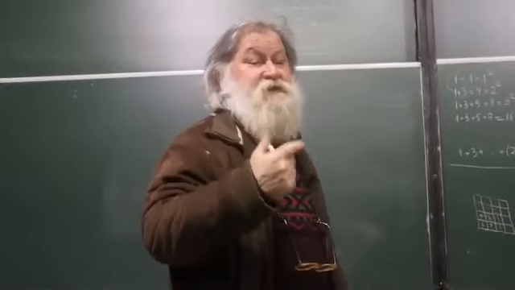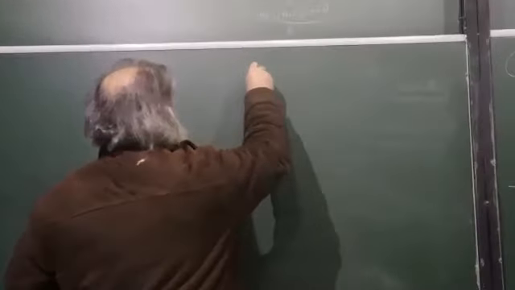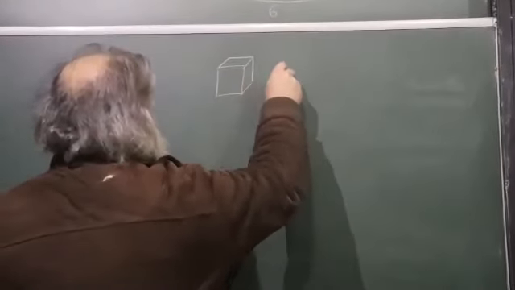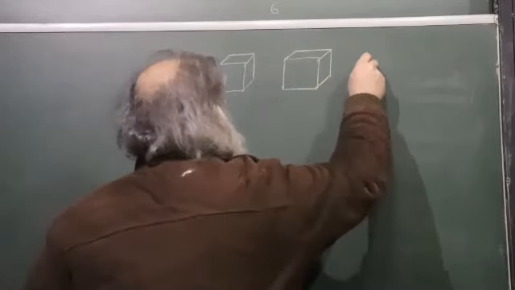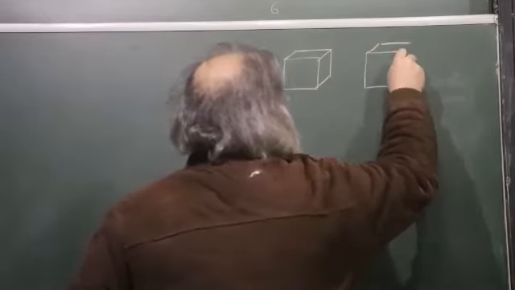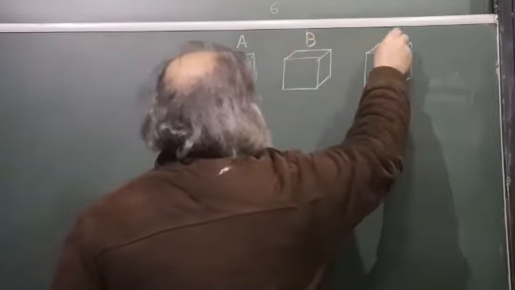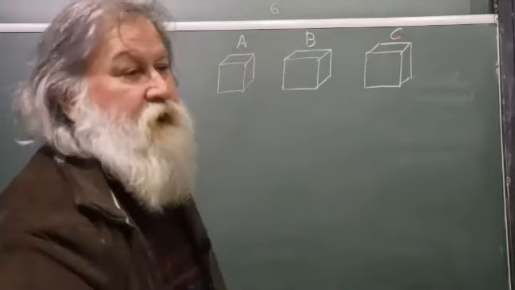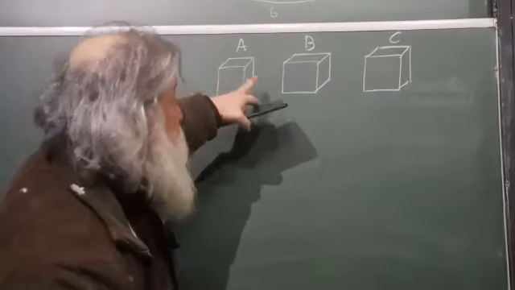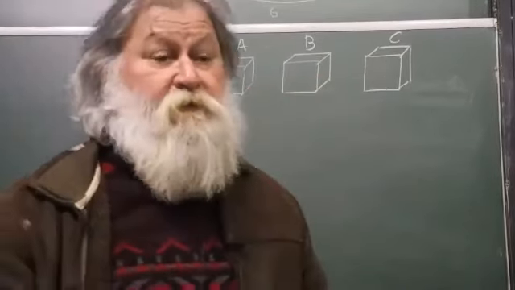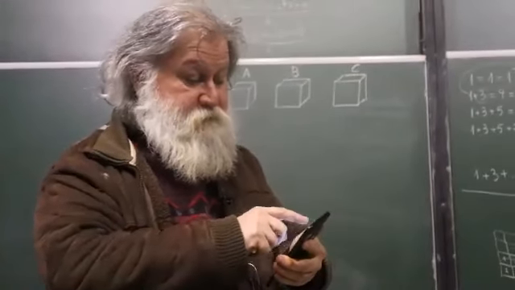You have 3 dice. 1, 2, 3 dice. Let's call this dice A, this one B, this one C. And on the faces, you have 6 faces here, 6 faces, 6 faces, a total of 18 faces. On the first dice, I wrote the numbers here.